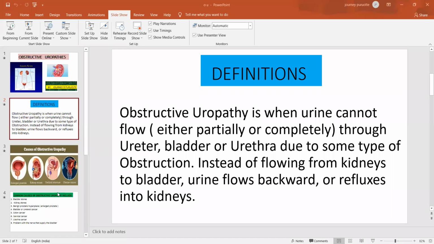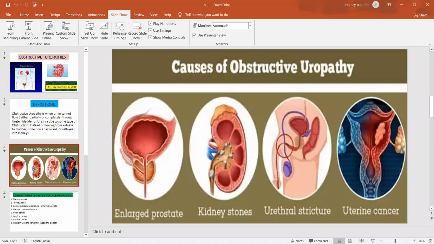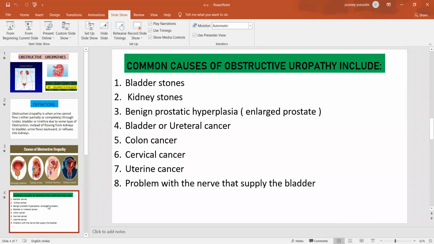So next is the causes of obstructive uropathies. There can be an enlarged prostate, there can be a kidney stone, because what does obstruction mean? Blockage, isn't it. So what will be the causes of all those obstructions? Maybe because of the enlarged prostate, the kidney stone, the urethral stricture, or uterine cancer. Now let us discuss some of the most common causes of obstructive uropathy.